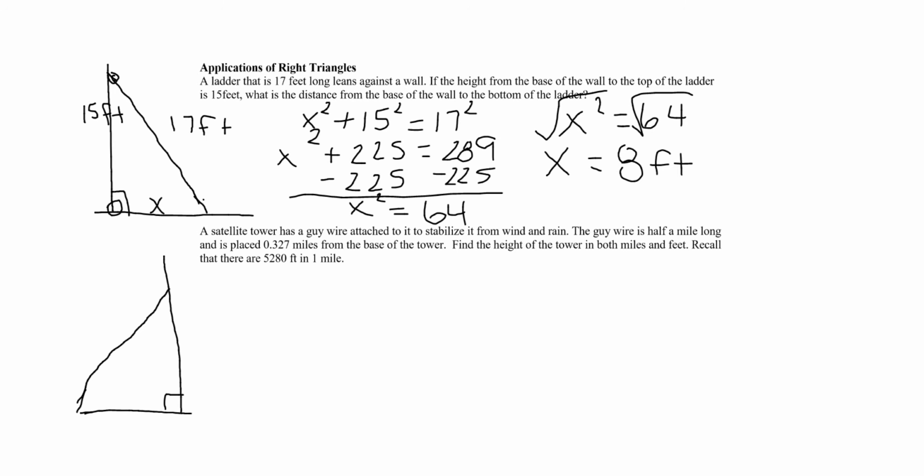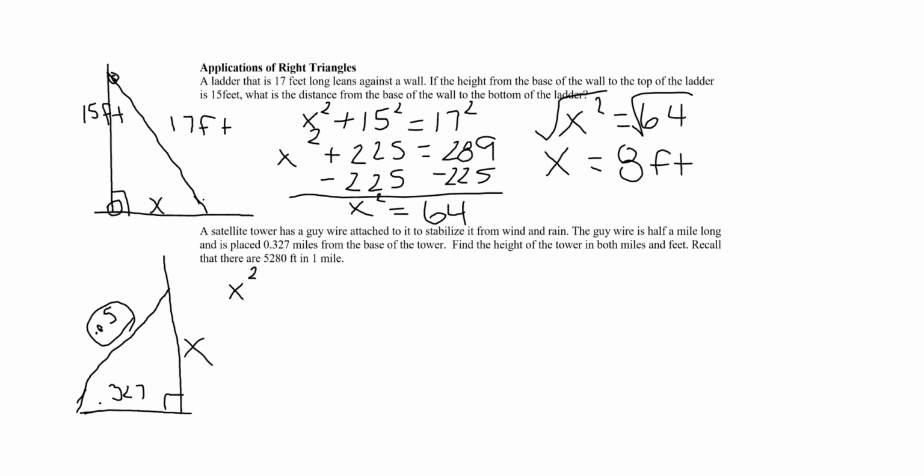All right, so the guy wire is half a mile long. So I'm going to say, we're going to do 0.5, half a mile. And is placed 327 thousandths miles from the base of the tower. So 0.327. Find the height of the tower in both miles and feet. Recall there are 5,280 feet in 1 mile. So we're starting off here in miles. And we have, again, a hypotenuse and a leg. So we're going to need to find the height of the tower.